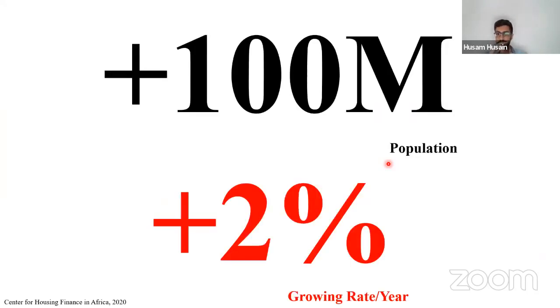So we are speaking about a real crisis, and population is directly related to housing, because the more people we have, the more housing we need to provide for them. It's a real challenge. In Egypt in particular, the population is now over 100 million people, and the growth rate is about 2% every year. So if it is 100 million this year, next year it will be 102 million, the year after 104, and so on. This is again a very scary number.